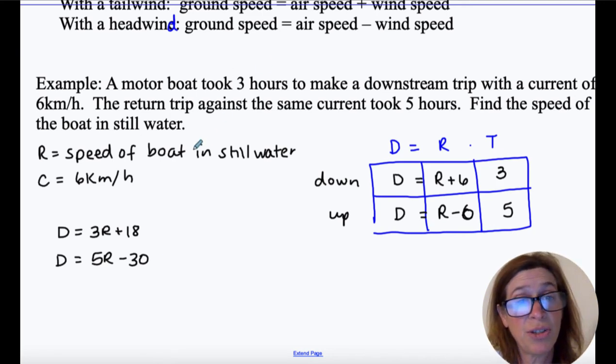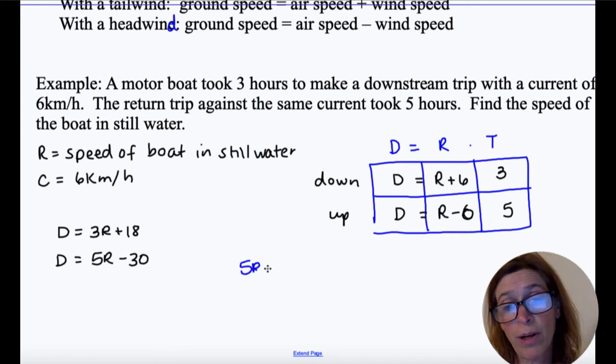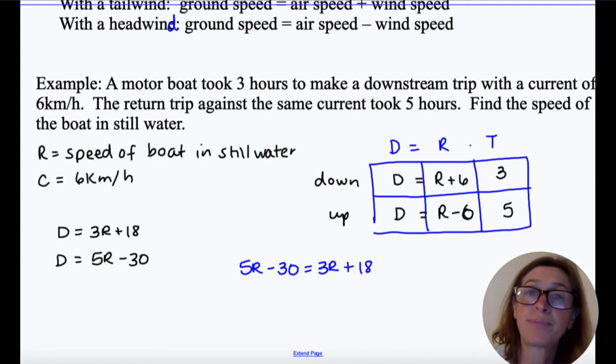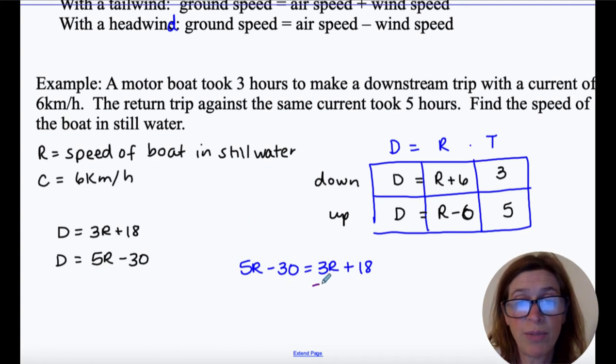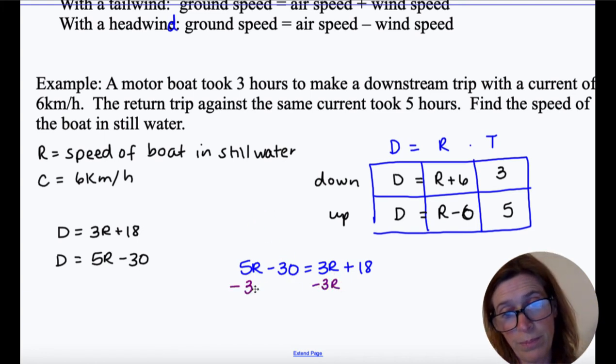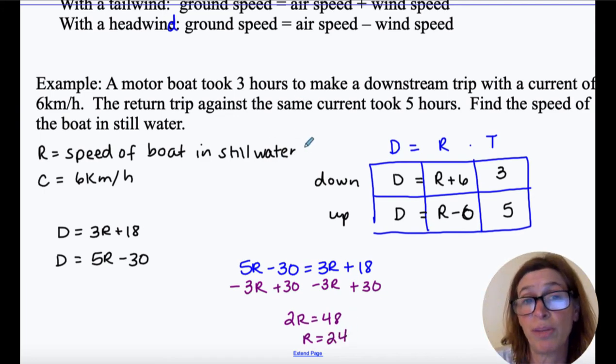Okay, well, the distances are equal, and this is a really nice place to use substitution. So 5R minus 30 equals 3R plus 18. All right, and we're going to solve for R, and that's going to give me the speed of the boat in still water. All right, so I'm going to subtract 3R. I'm going to add 30. So I get 2R equals 48. And so R equals 24. And then I always want to answer the question being asked. So what's the speed of the boat in still water? It's 24 kilometers an hour.